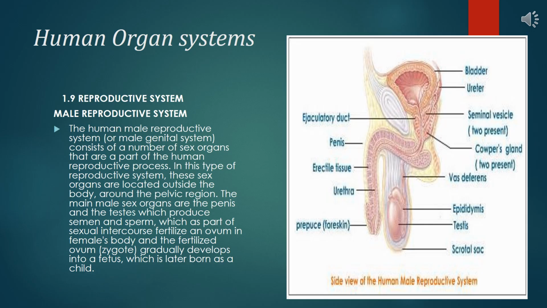The human male reproductive system, or male genital system, consists of a number of sex organs that are a part of the human reproductive process. In this type of reproductive system, these sex organs are located outside the body, around the pelvic region. The main male sex organs are the penis and the testes, which produce semen and sperm, which as part of sexual intercourse fertilize an ovum in the female's body, and the fertilized ovum, zygote, gradually develops into a fetus, which is later born as a child.